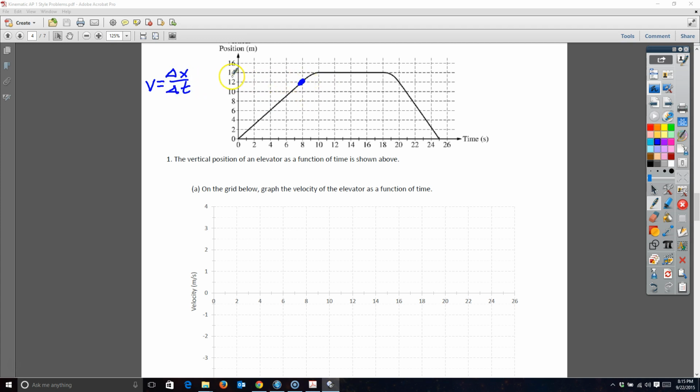And for this first one, we're going to do 12 minus 0, so that would be 12, divided by the change in time, which is 8. And so we get somewhere around 1.5. So notice that we need to graph 1.5 meters per second, which would be right here. And we need to do that for 8 total seconds.